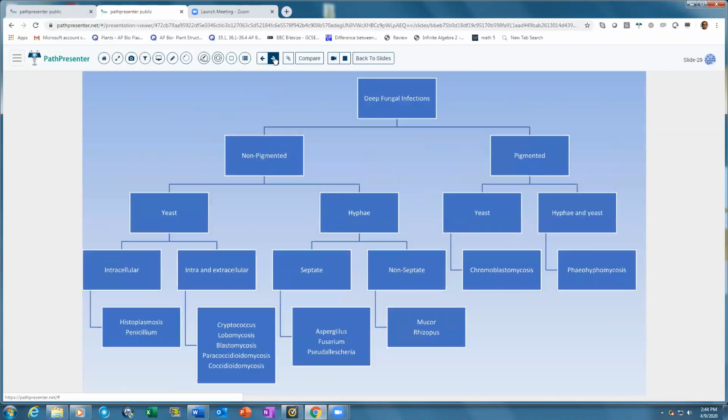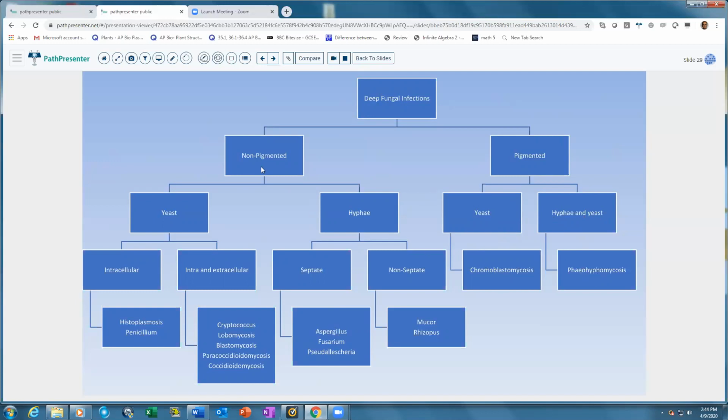And when we talk about deep fungal infection, because there are so many of them, the easier way to remember them is dividing them first into pigmented, non-pigmented, and then whether they are yeast and hyphal forms. So in the pigmented ones, if you just have the yeast form, so that you just see the copper pennies, then that is Chromoblastomycosis. But if you see both the copper pennies and the hyphae, then that is Phaeohyphomycosis.